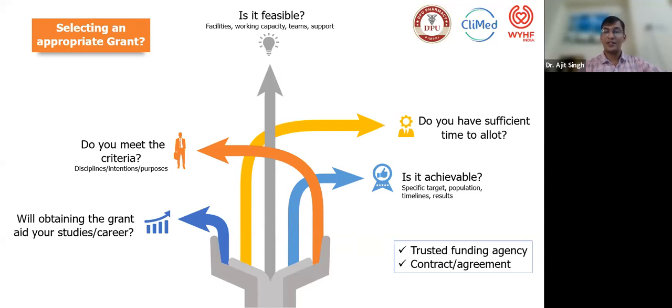And along with that, you should keep in mind the funding agency, whether it is a trusted funding agency or just a fraud, because some people commit to give you the funds, but they do not give the funds. They accept all the grants, but when it comes to delivering and allotting the funds, they are nowhere. So look at the agency type, whether your funding agency is trustable or not. And then look into the contract or agreement, what they are exactly asking for.